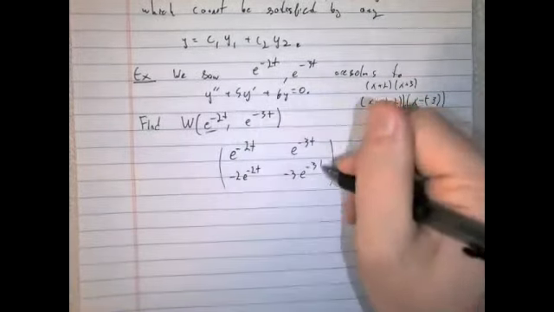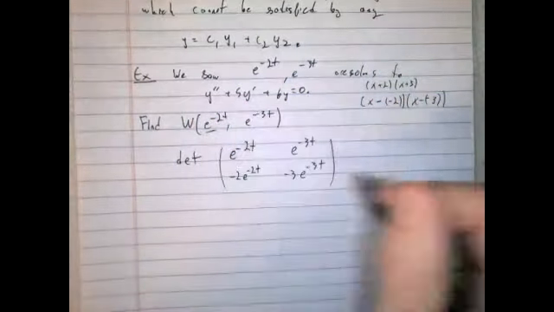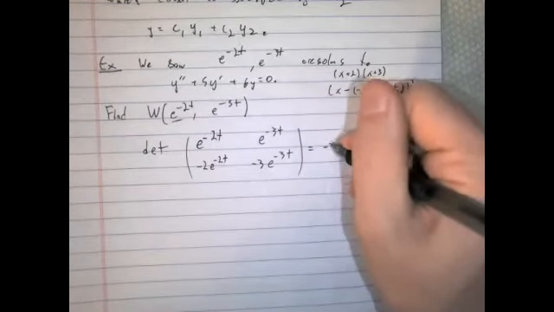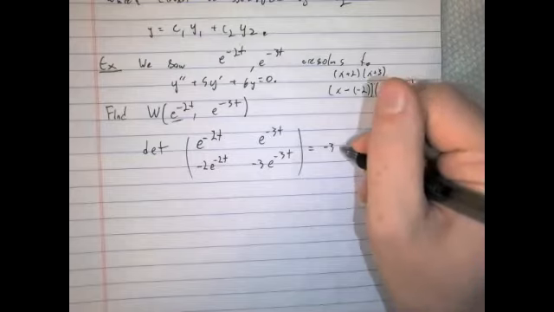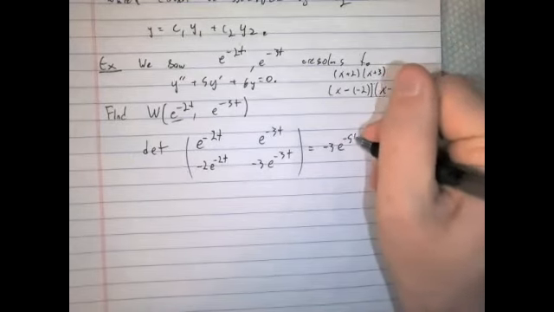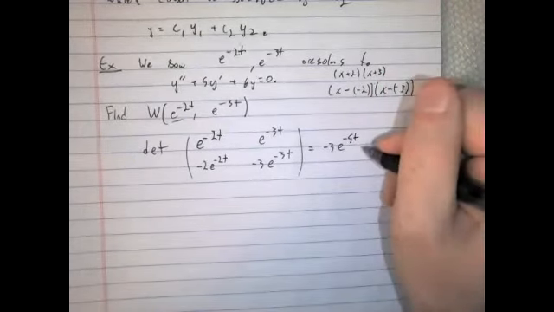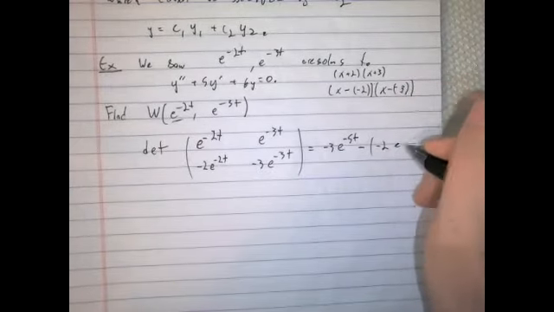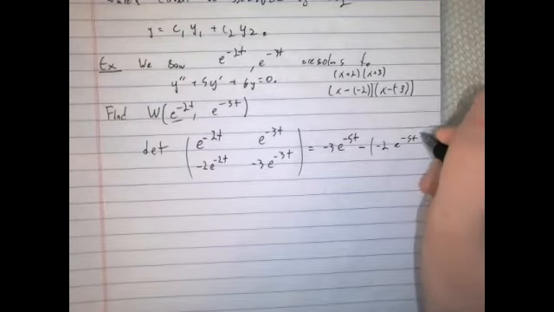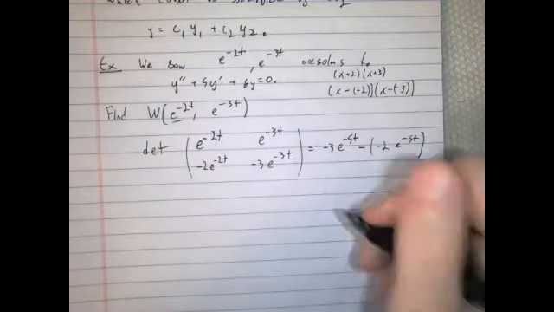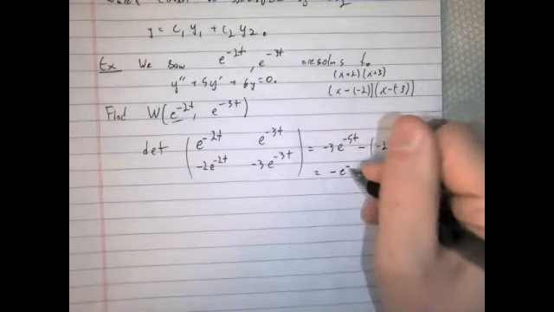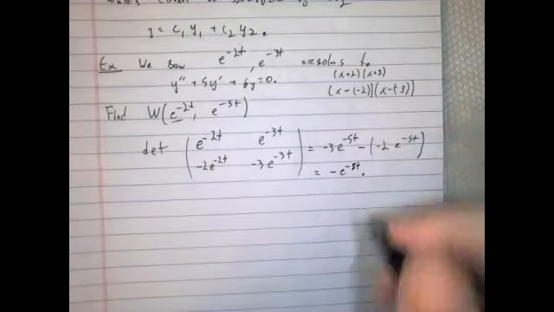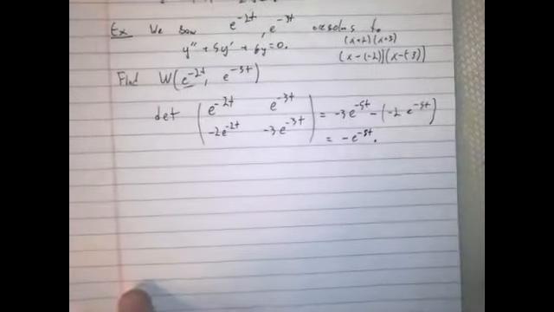And what I'm looking at is the determinant of this thing, which is exactly equal to negative 3 times e to the negative 5t minus negative 2 times e to the negative 5t. If I did this correctly, that should be equal to negative e to the negative 5t. Did everyone get this? Yep.